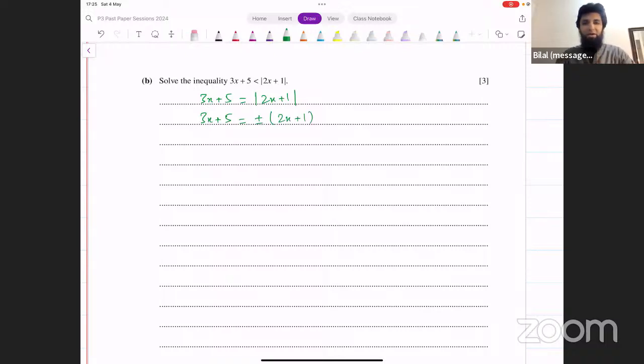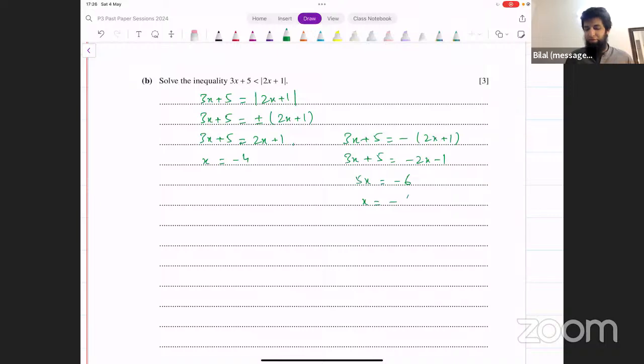Now you split it into two parts. You say this is 3x plus 5 equals 2x plus 1, or 3x plus 5 equals minus into 2x plus 1. You just solve these two equations, you will get the critical values of x that you're going to use here. Let's see what they turn out to be. In the first case, you get x equal to -4. In the second case, you get 3x plus 5 equals minus 2x minus 1, which becomes 5x equals minus 6, and x equals minus 6 over 5, or minus 1.2.